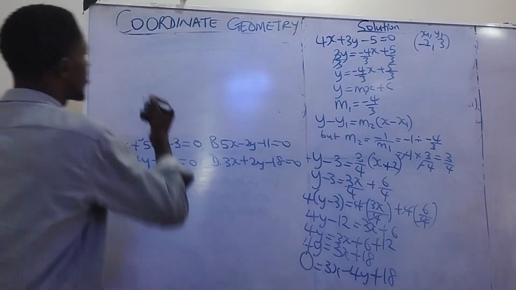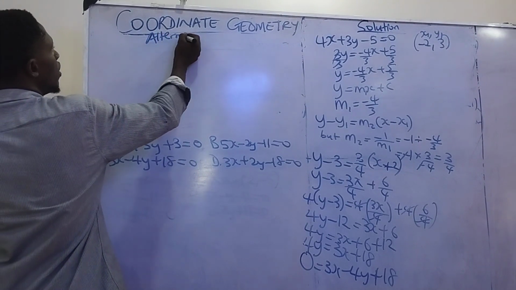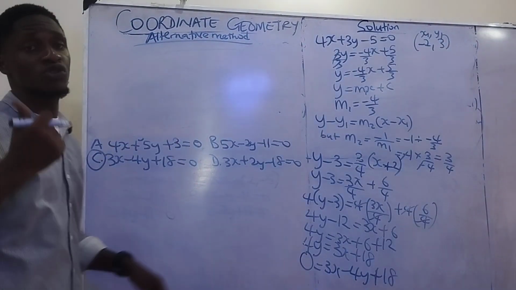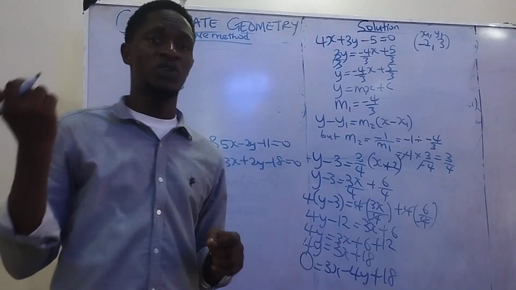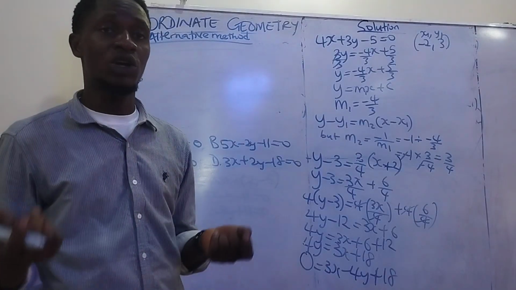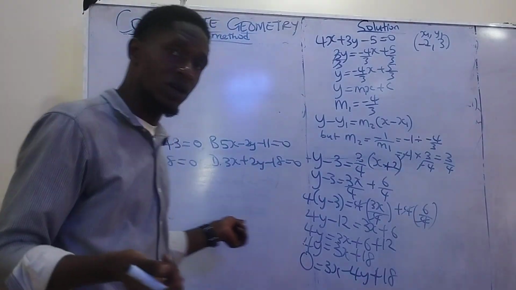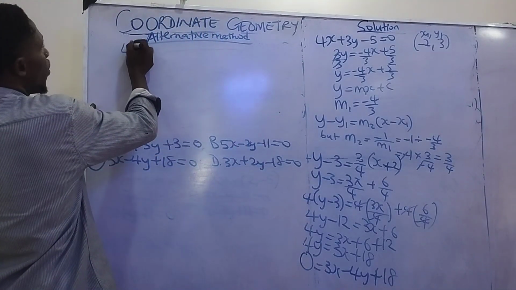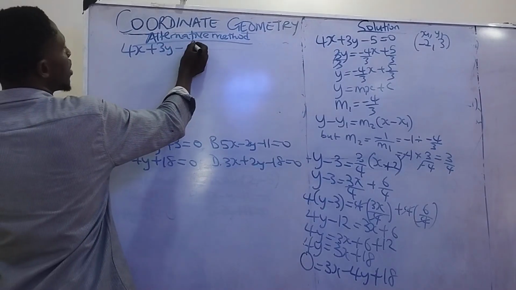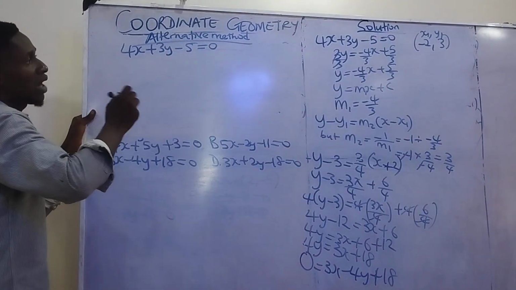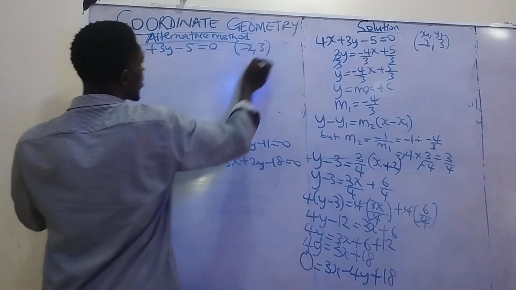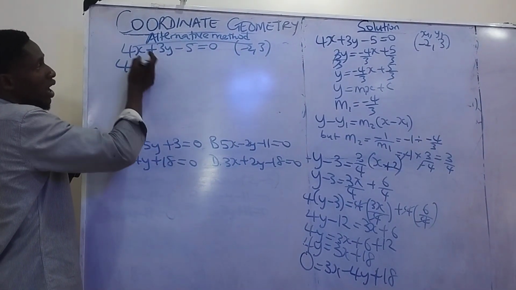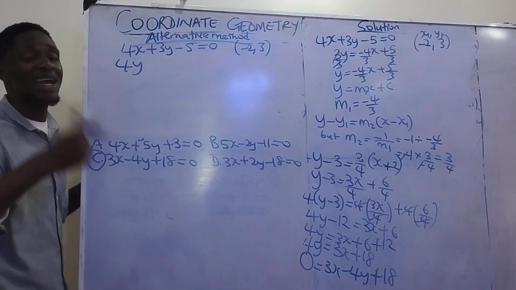So this is an alternative method of solving this. You start with the equation. If you go back to when the lines are parallel, in one of the videos I gave an alternative method. But here you have to be careful with the alternative method. So let's start with the equation. This is the equation given to us: 4x plus 3y minus 5 equals 0. The point is minus 2 and 3. What you are going to do here is, when you see x, you replace it with y. And when you see y, you replace it with minus x.